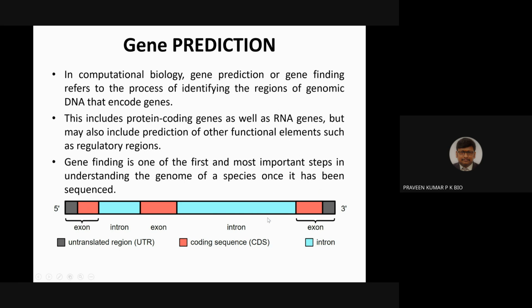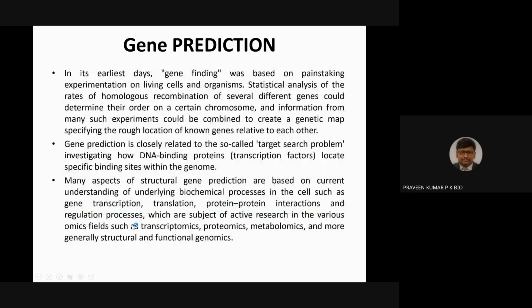The genes I am talking about are by default coding genes. The coding parts we call exons, and the non-coding parts, once again, introns. Now go to gene prediction. In its earliest days, gene finding was based on painstaking experimentation on living cells and animals. If you look at genes, we have types: orthologs, paralogs, homologs, xenologs. These are types of genes which we have to check, and based on that, gene prediction can be done.